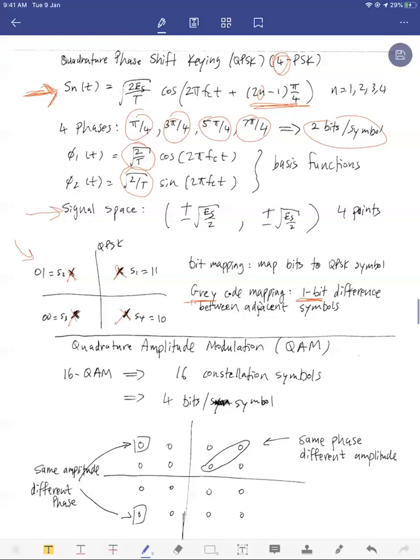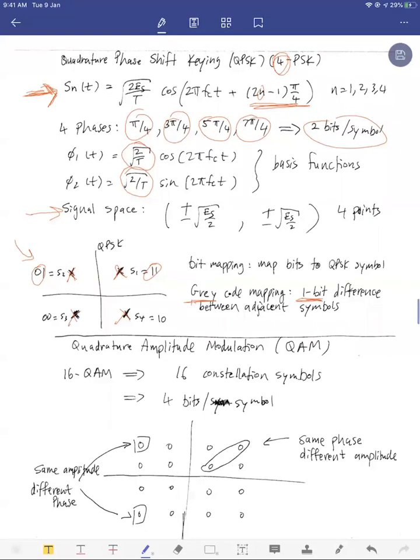So if you look at S1 and S2, you see that they differ in only 1 bit. S1 is 1, 1, S2 is 0, 1, and they only differ in 1 bit. The idea is that noise can push these symbols around, so it's more likely you're going to make an error to an adjacent symbol. If you transmitted S1 but decoded to S2, at the bit level you only made 1 error. That's good. If instead S2 was 0, 0 and S1 was 1, 1, you would actually make 2 errors. So that's the idea behind the Gray code.